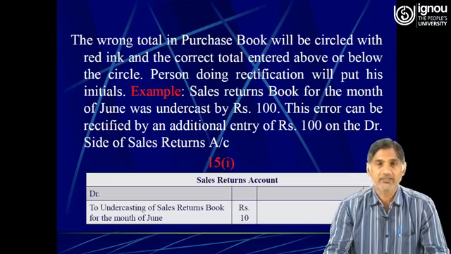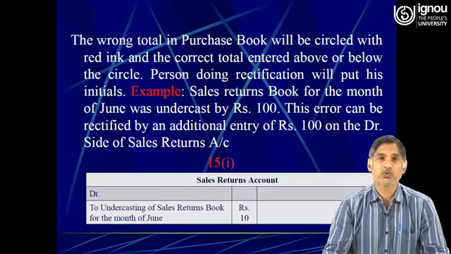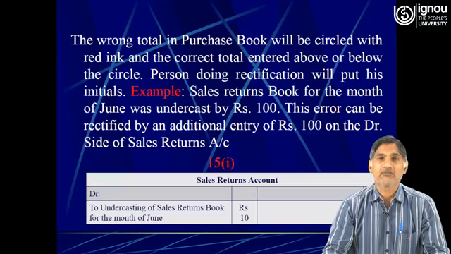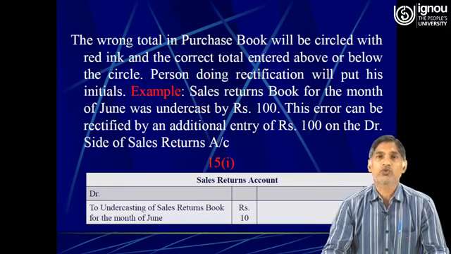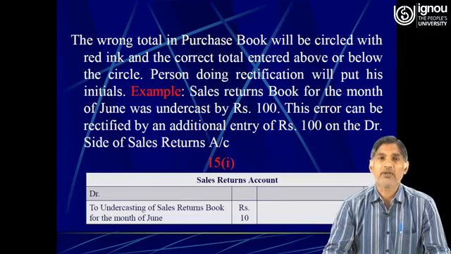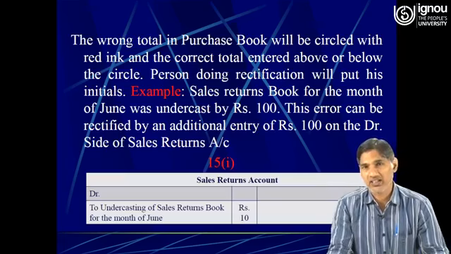Sales return book for the month of June was undercast by rupees 100. This error can be rectified by an additional entry of rupees 100 on the debit side of sales return account.